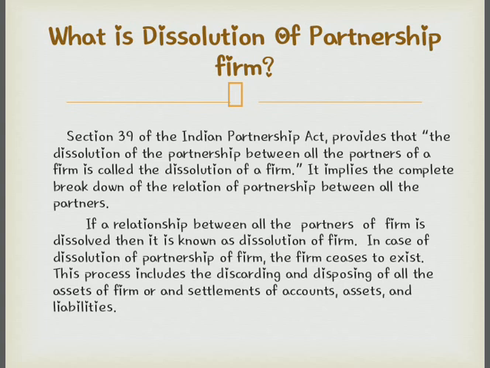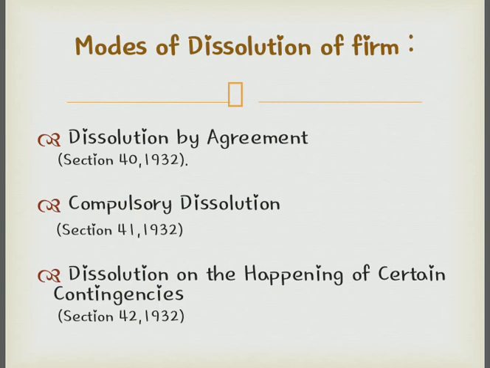It implies the complete breakdown of the relation of partnership between all the partners. If the relationship between all the partners of a firm is dissolved, then it is known as dissolution of firm. In case of dissolution of a partnership firm, the firm ceases to exist. This process includes the discarding and disposing of all the assets of the firm, or settlement of accounts, assets and liabilities. In the next slide we can discuss the modes of dissolution of firm.